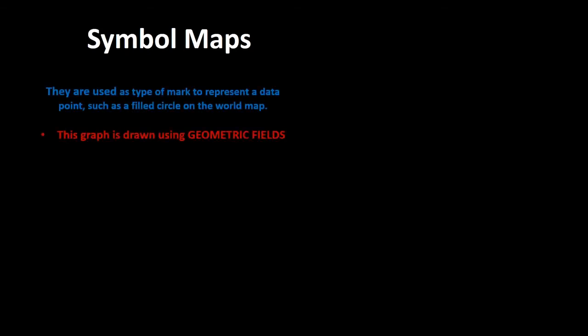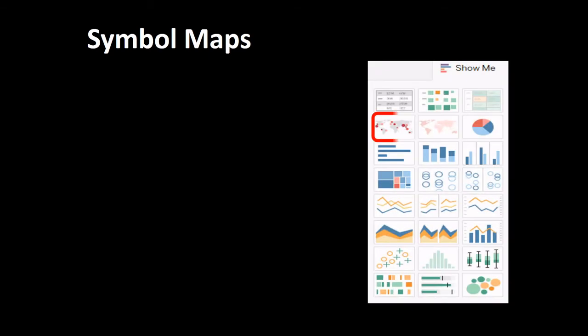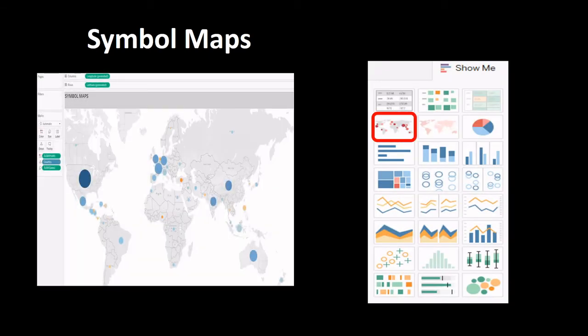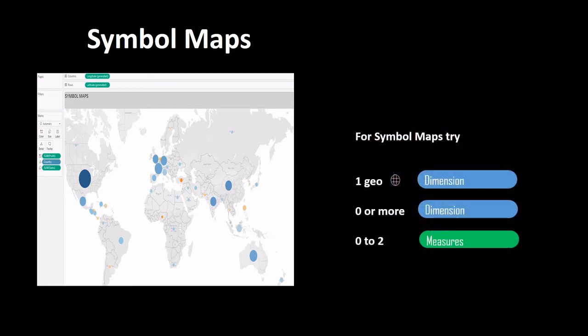Further, we have symbol maps. They are used as filled circles on a world map. This chart is used to represent any particular happening or particular metric for any state or country. For drawing this chart, we must have a geographic field. You can clearly visualize that data would be represented on the map of the world. And for creating symbol maps, we need to have one geographic dimension. We can also use any other dimension if needed, but measures can be at most 2 in symbol maps.